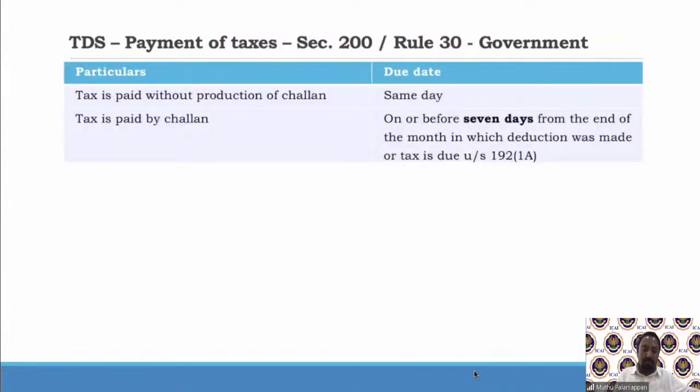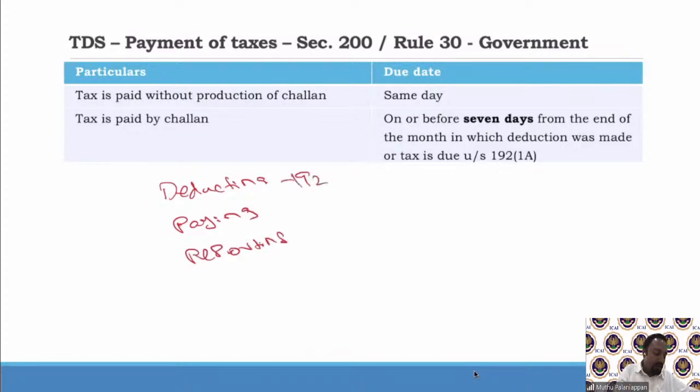TDS is also a payment of taxes, that's why you get it as credit at a later point in time. Now the question comes, when should I pay? The structure of TDS is deducting, paying, reporting. Deducting we saw from section 192 to 194Q. Now, when do you pay? It differs for government and other organizations. For government, it is 7 days from the end of the month. So if it is February, before 7th March. If it is January, before 7th February. So the 7th is the critical date for the month.